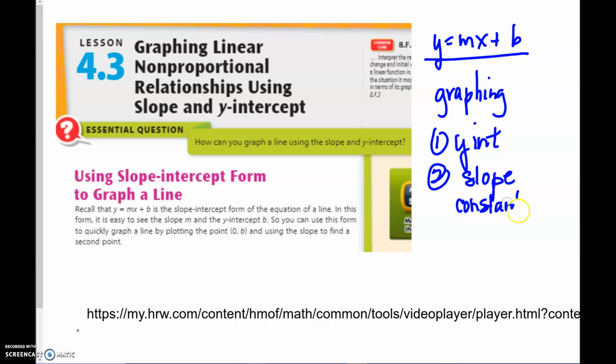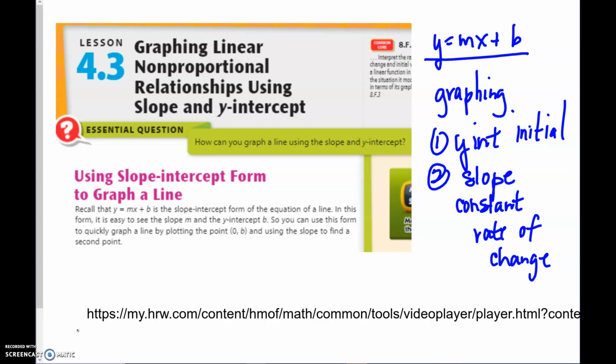constant rate of change. So now that you know how to pull that off, what does the constant rate of change mean? And pulling off the y-intercept or the b value, what does that mean? And a lot of times we call that the initial value. Where is this starting at?